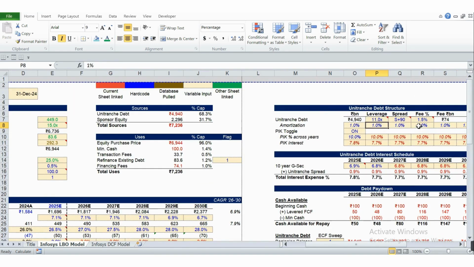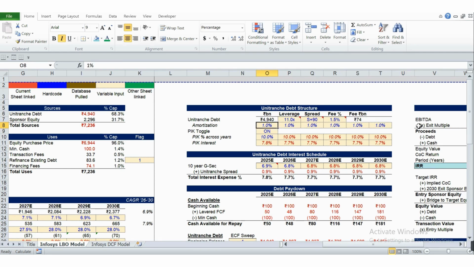Then after that we will be seeing the debt structure, basically the unitranche debt structure. Unitranche is basically a single tranche structure. It can be a multi-tranche structure based on the deal dynamics. Firstly, we'll be seeing what the important metrics of the debt are, be it leverage, the spread, the fees, or if there is any PIK toggle. PIK is basically payment in kind. We will also be discussing this.